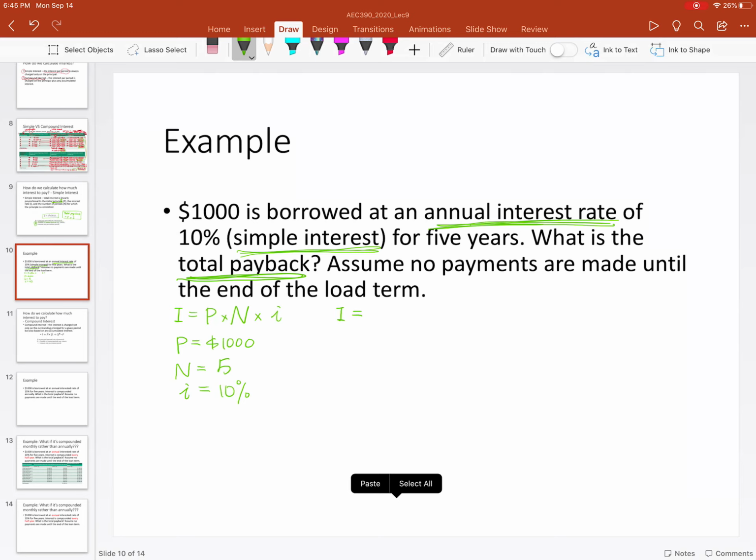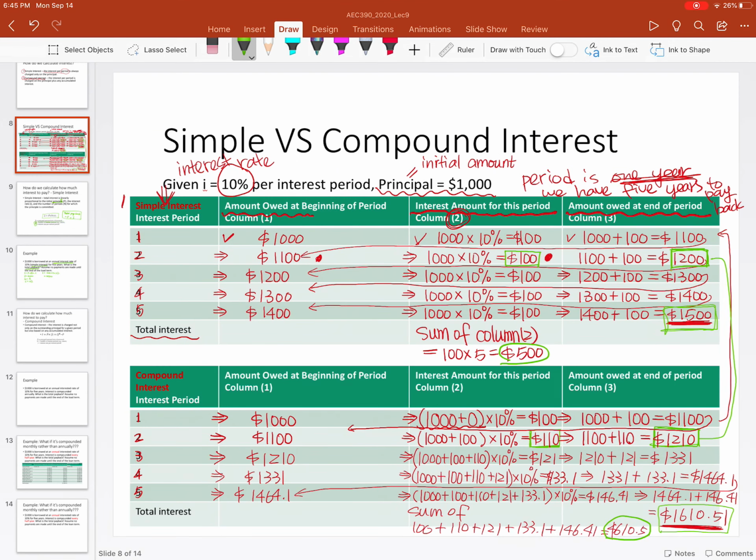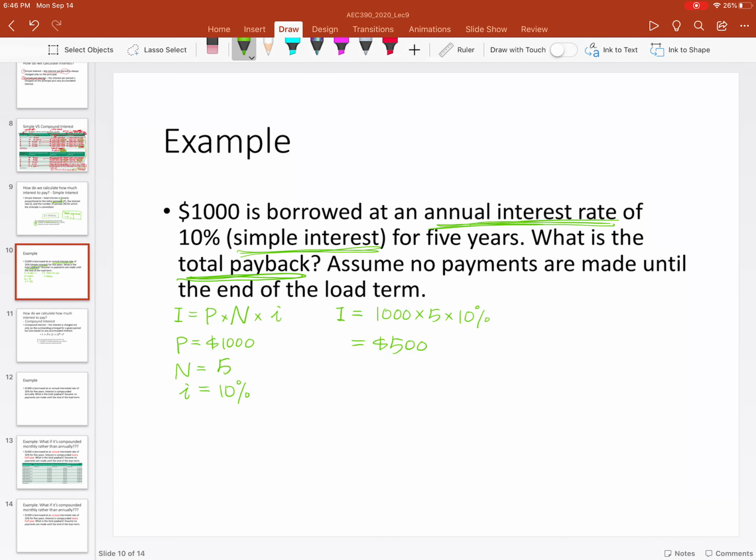So replace the P, N, I by these numbers. The capital I will be 1,000 times 5 times 10%. That will be 500. Now let's compare. This total interest is 500. Wow. It's the same, right? But the equation will give you the answer much quicker.